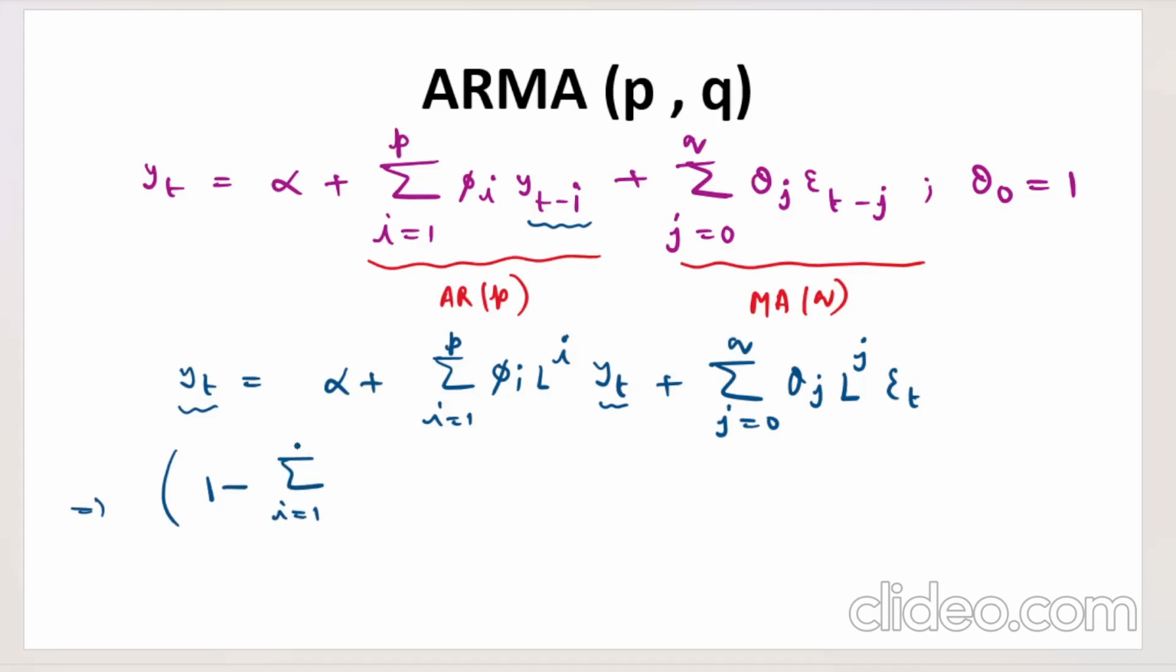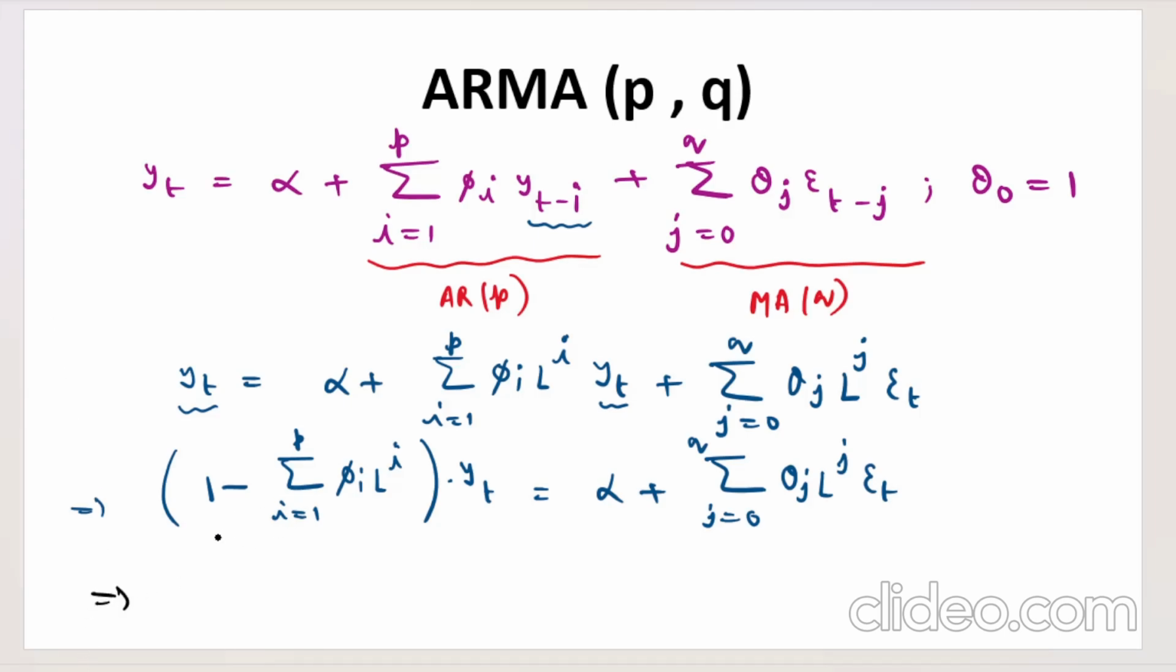Summation i from 1 to p phi i L to the power i into yt. So this is basically you are taking yt common from these two expressions, so you will get this. And on the right hand side you have, as it is, summation j from 1 to q theta j L to the power j epsilon t. Now if you have seen my videos, I have told you this is the characteristic polynomial and this is also the characteristic polynomial.